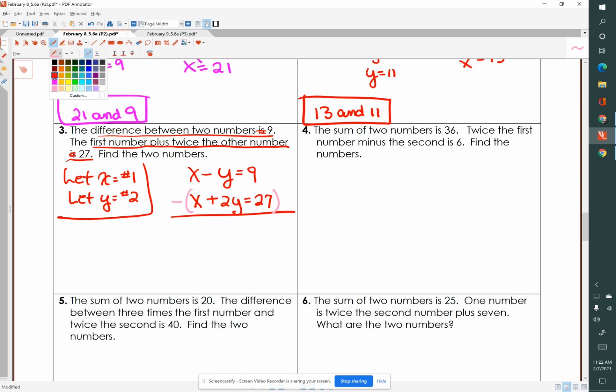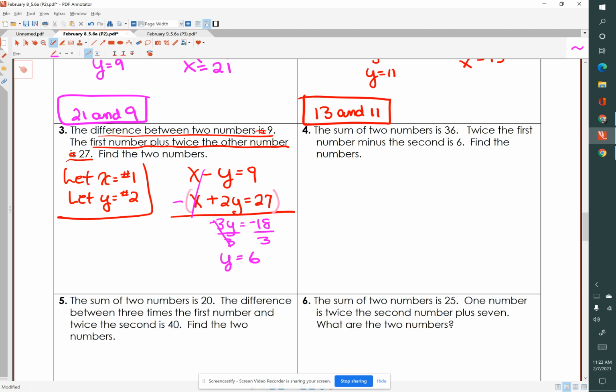Let me get a darker color that you can see better. So X minus X eliminates the X's. Negative Y minus 2Y, don't forget the minus here, is negative 3Y. And 9 minus 27 is negative 18. Divide both sides by 3, and Y equals 6.